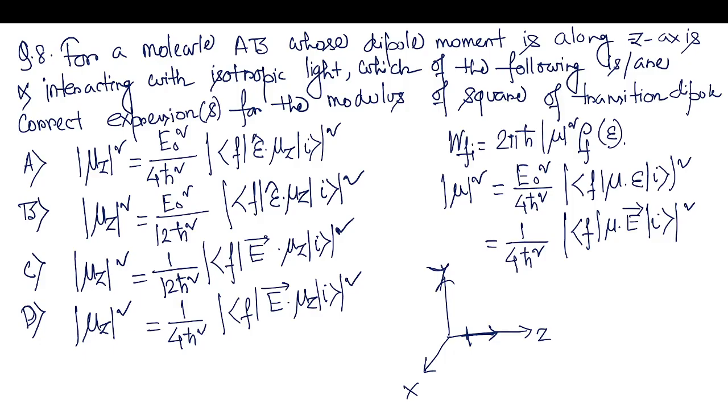One by three times of mu z square. Yeah, we will come to it. So if the molecule is aligned to the z axis, then one third contribution will go to the z axis, and on that basis we can write whatever you are saying along the z axis. So you are correct.